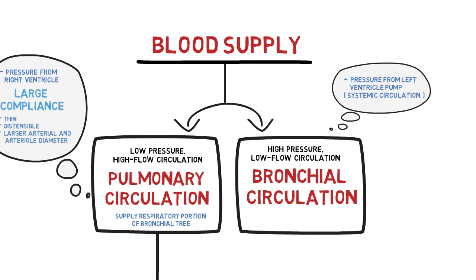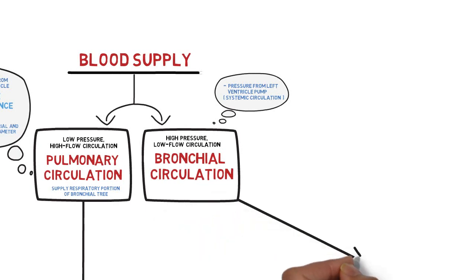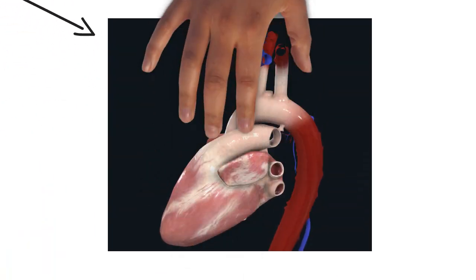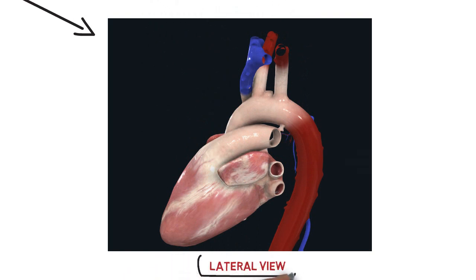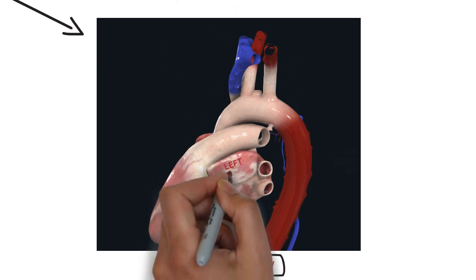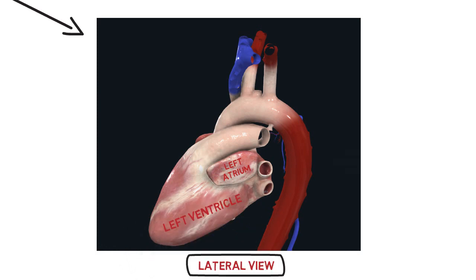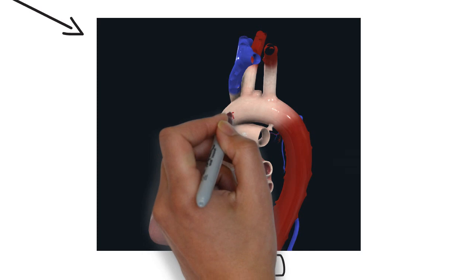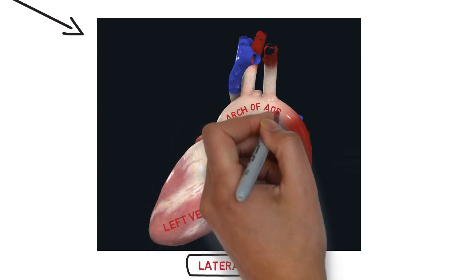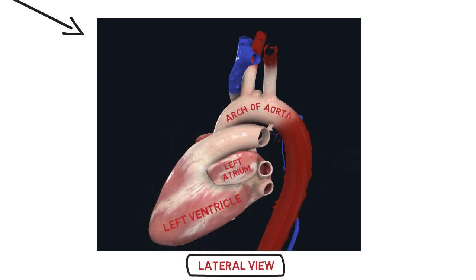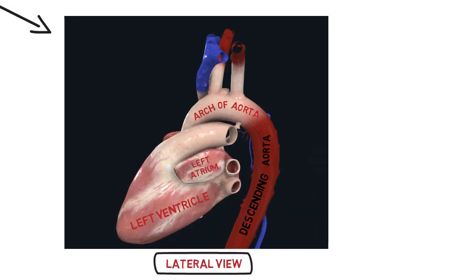To explain this, let's resume where we left off just now. We already have the oxygenated blood entered into the left atrium, and then it goes into the left ventricle and out of the heart into the systemic circulation via the arch of aorta. There are a lot of branches from here onwards going superiorly, but there is a continuation of this aorta going inferiorly called the descending aorta.